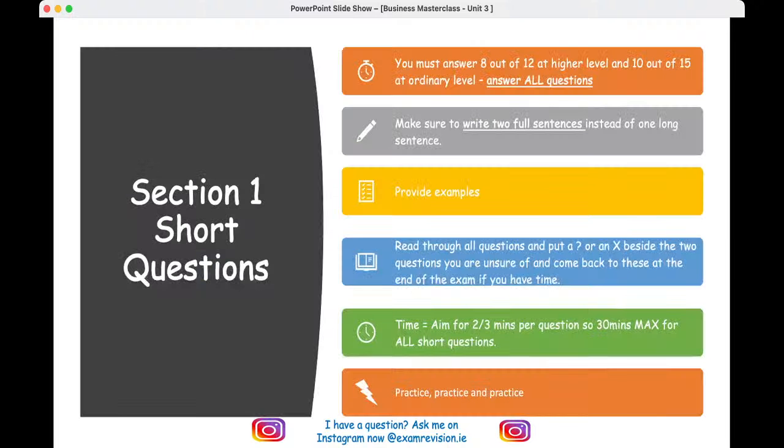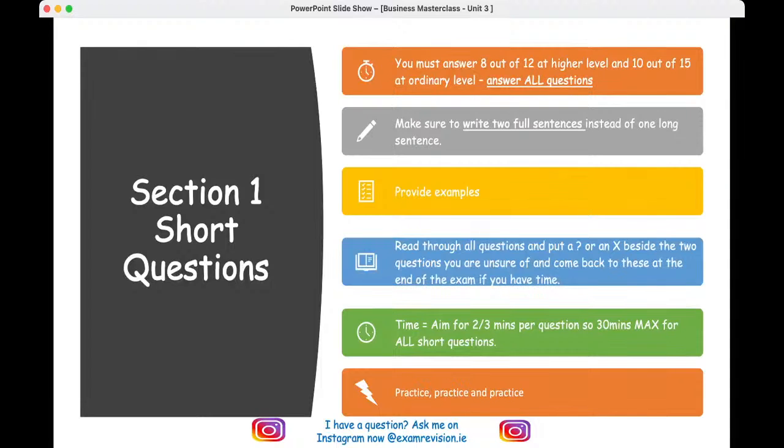Okay, short questions, really, really important. As a business written examiner, some of the mistakes that I see, I'm just going to highlight now to you guys to make sure that you don't make them. Okay. One of the things is students don't write enough for the short questions. Okay, really, really important that you develop your answers. So write 2 full sentences. Okay, so use all the lines that you have on the paper. Don't just write 1 sentence, because they're 10 marks.